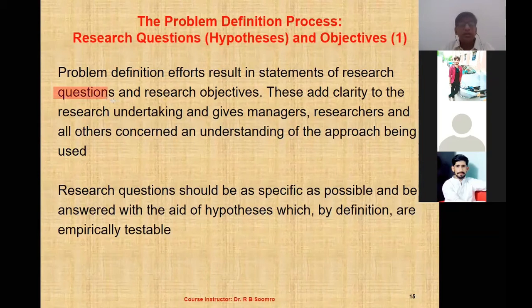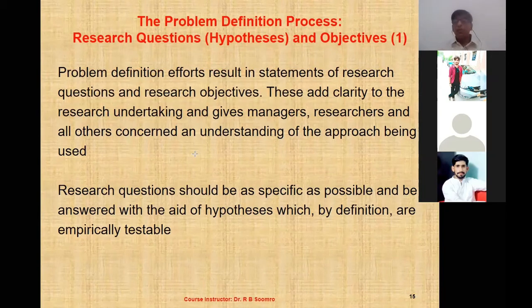So now in this one, the two things are there. One is a research question and the research objectives. So these add clarity. When you are writing these two, they are going to add clarity to your research undertaking. Research means the research thesis, research effort, whatever research you want to carry out. After adding these two, your research becomes clear.